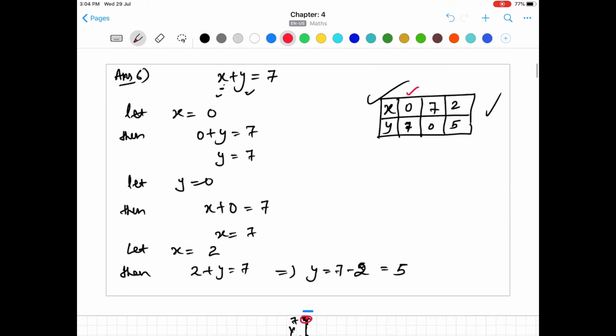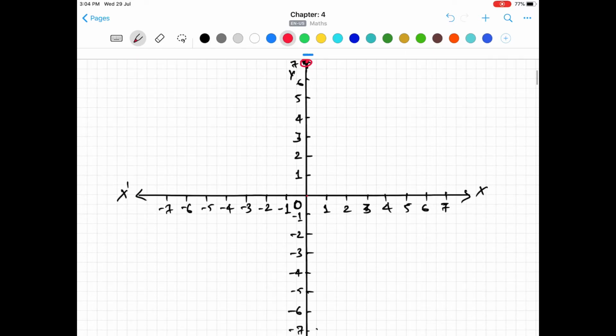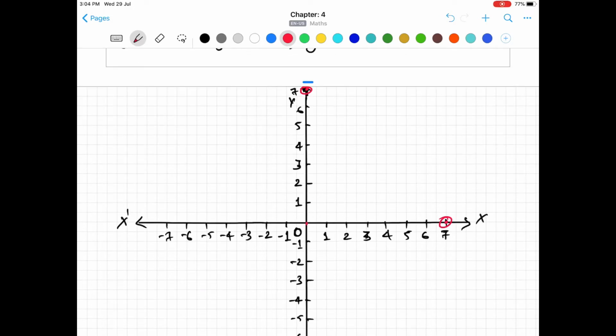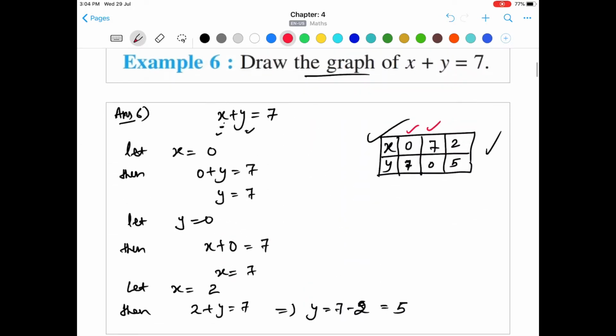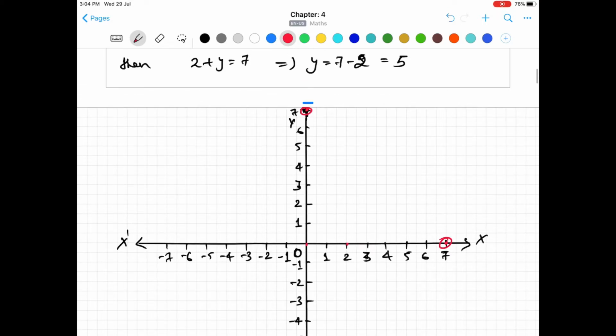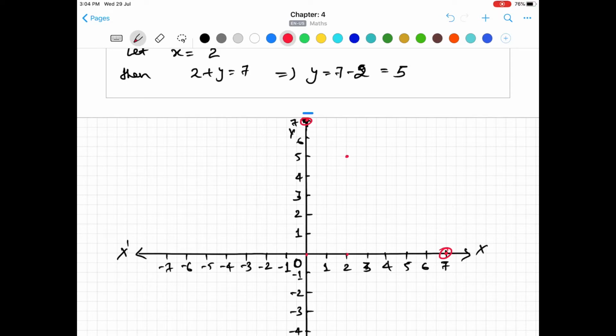Next we have x 7 and y 0. We start from the origin; since x is 7, we move in the positive x direction, and y is 0, so we stay here. That's our second point, x 7, y 0. For the third point, x is 2 and y is 5. So we start from the origin, move 2 places in the x direction, then 5 places for y, that means in the upward direction, so that point will be here. So let's label the coordinates. This one is x 0, y 7, this is x 2, y 5, and this one is x 7, y 0.